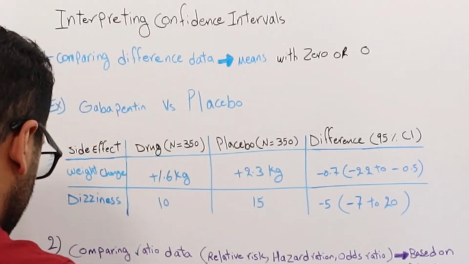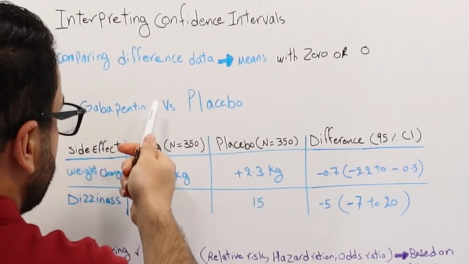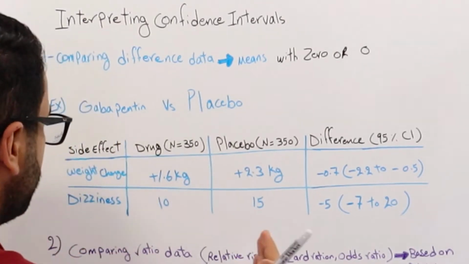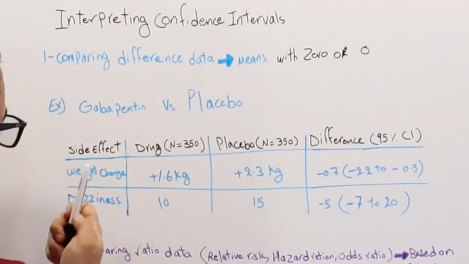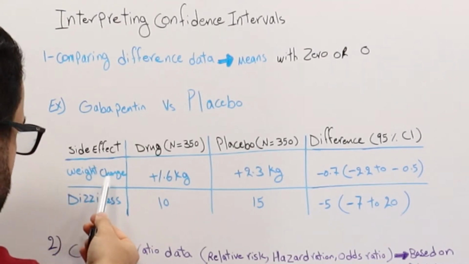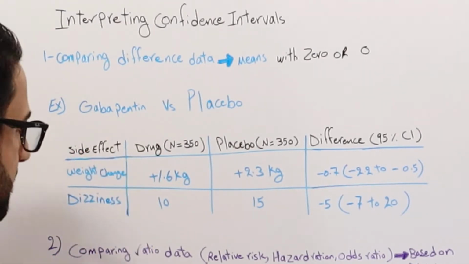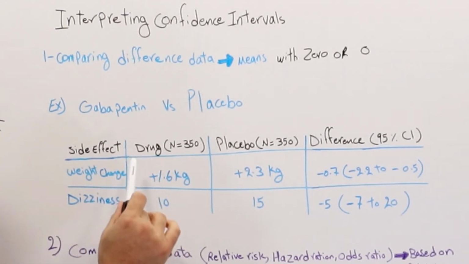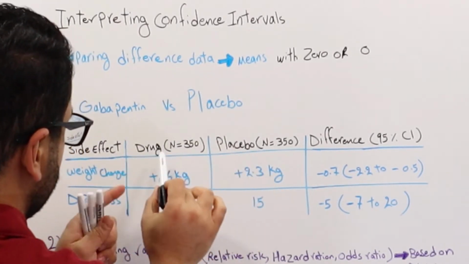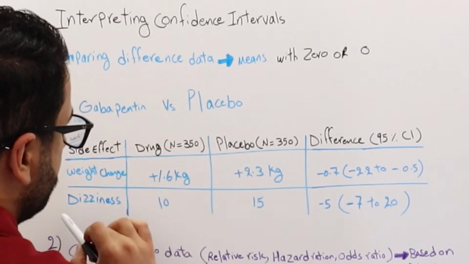So in this example, I have gabapentin versus a placebo. And what we're trying to do is basically compare the two in terms of side effects. First side effect, we have weight change. We know that gabapentin can increase weight. And we have dizziness, okay? And in each group, in this study, we have 350 in each one of them.